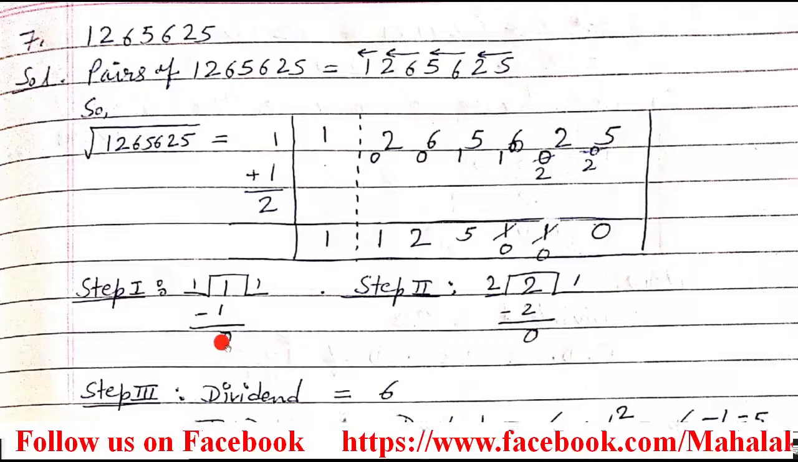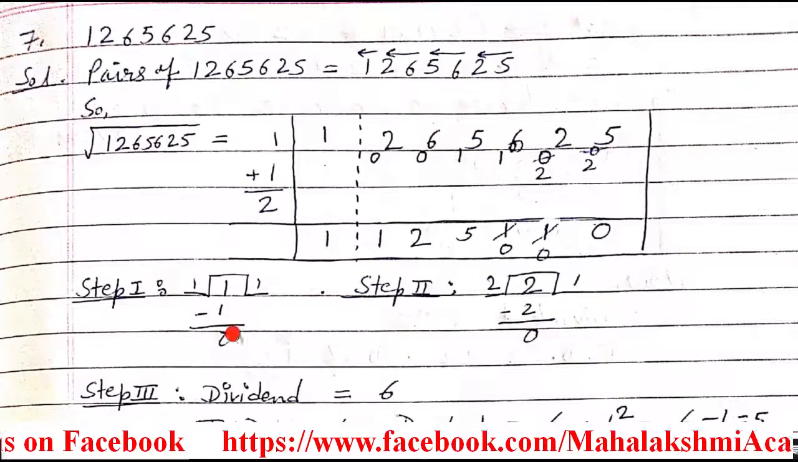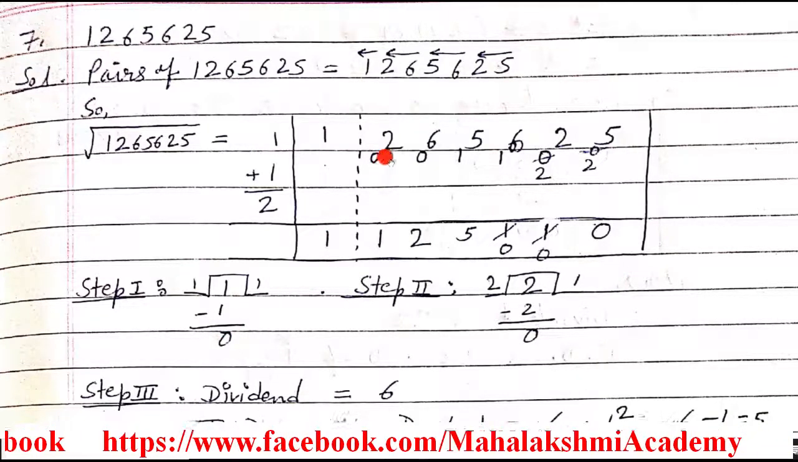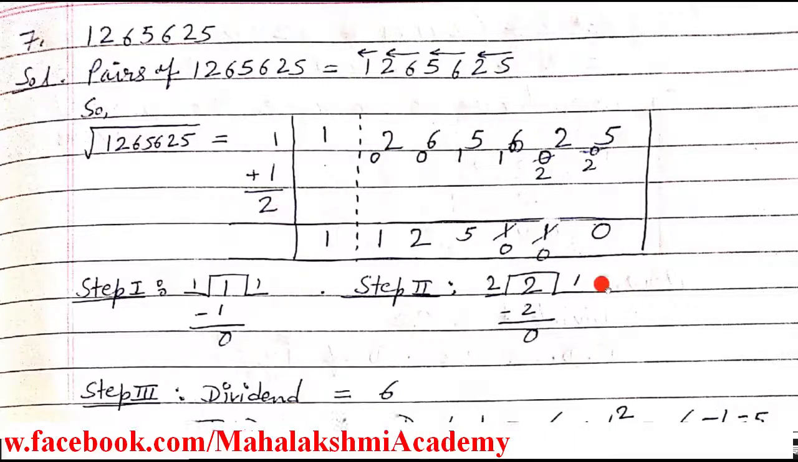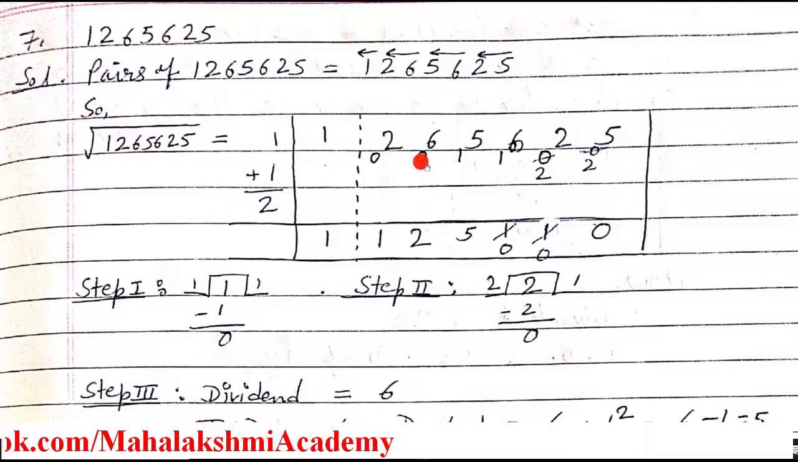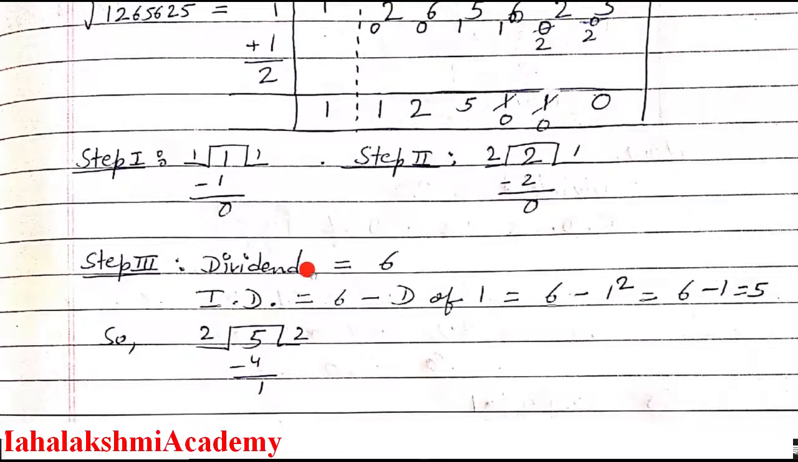So 1 divided by 1 is 1. So the quotient is 1 and the remainder is 0. So the dividend is 0 2. So 2 divided by 2 is 1. The remainder is 0.